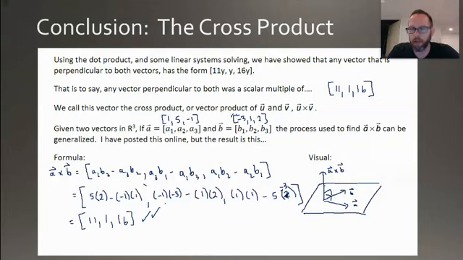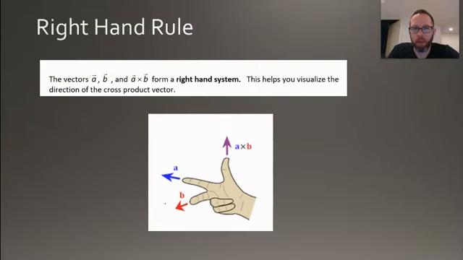The formula can be a little cumbersome to memorize and use. So I'm going to show you guys maybe a visual tool that you can use instead. But that's the cross product formula. The vectors A, B, and A cross B form a right-hand system. So what this means is if you take your right hand, if your index finger is vector A and your middle finger is vector B, then your thumb will point in the direction of the cross product.